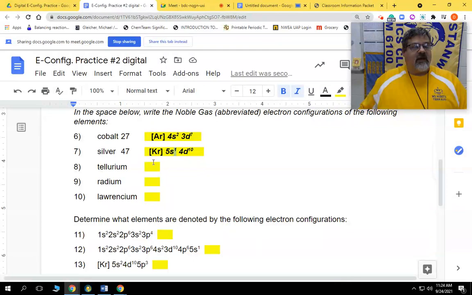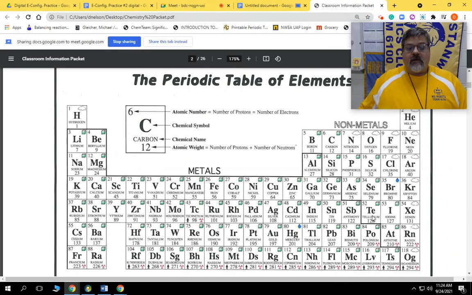Okay, so there's that one. Now we're going to do our next element here, tellurium. Let's go to our periodic table, and tellurium is right here. I know that it's in 5s. It's in the same period as silver, but it's not going to be in the d's, it's in the p's. So p1, 2, 3, 4. It should end with p4.